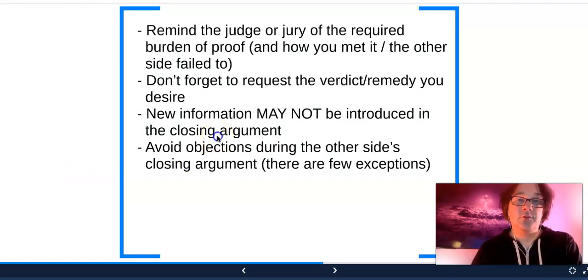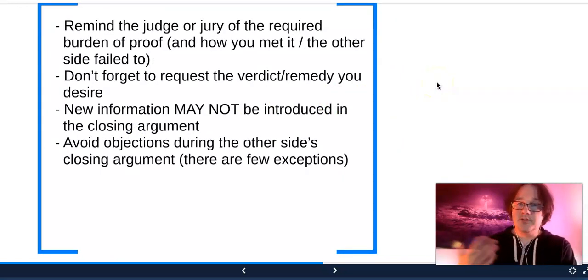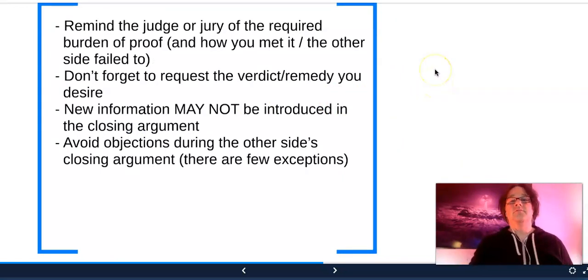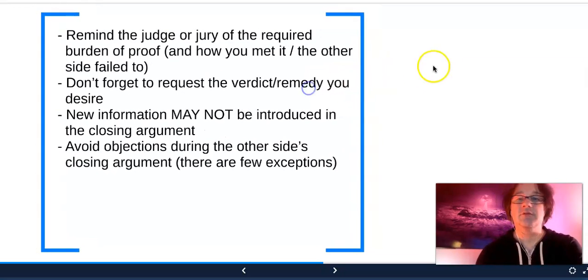We also want to remind the judge or the jury of the required burden of proof. So, particularly if you're the defense attorney, you want to really hammer that home, right? It's beyond a reasonable doubt. So you remind the jury of that standard, and how you met it if you're the prosecution, or how the other side failed to meet that burden if you're the defense.